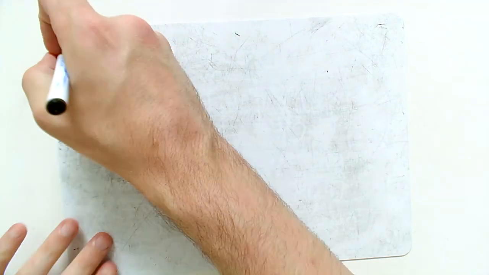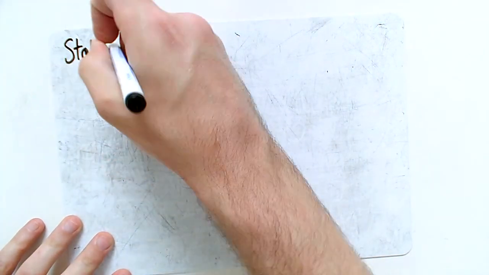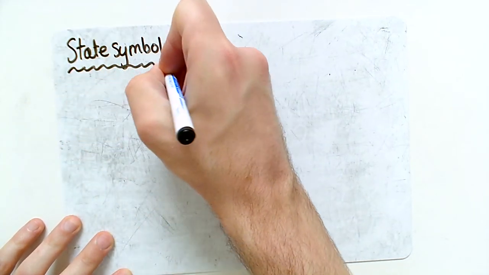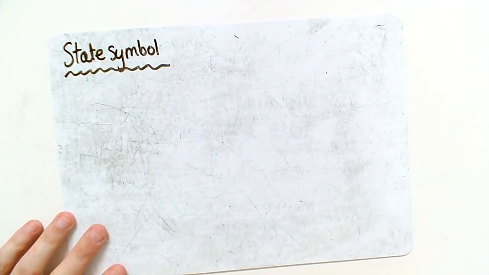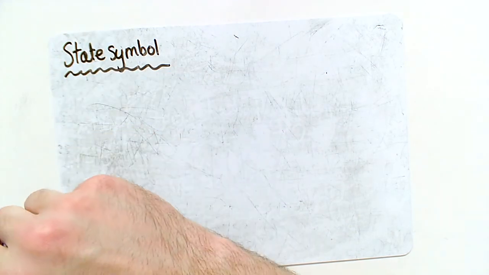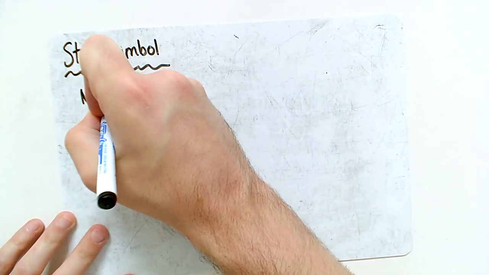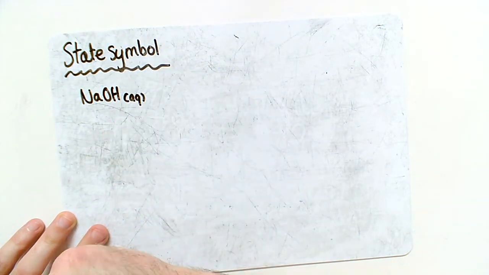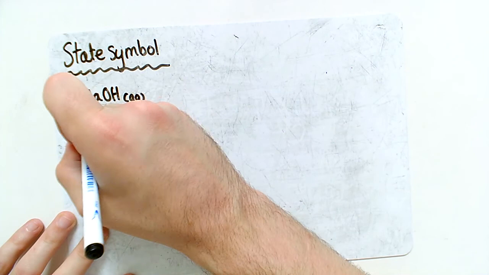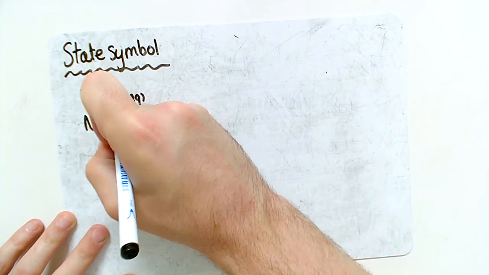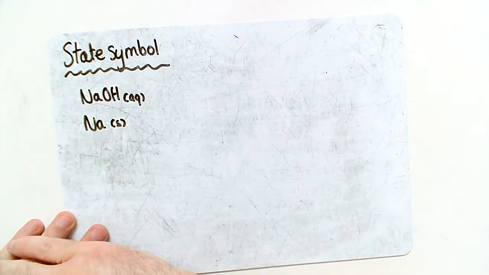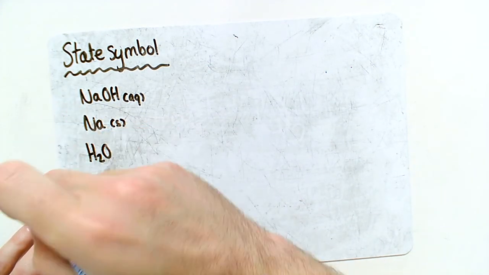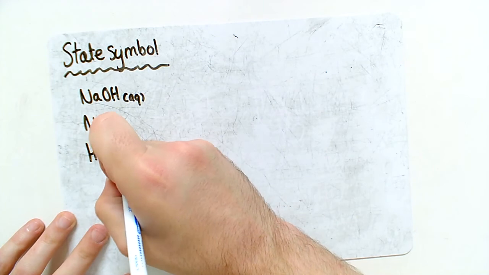So whenever we have a chemical equation, we often see beside the chemical small things in brackets. So for example, sodium hydroxide, we might see (aq) written like that. Now sodium metal, we'd see something like that with an (s). Water, we'd pretty much always see water with an (l).